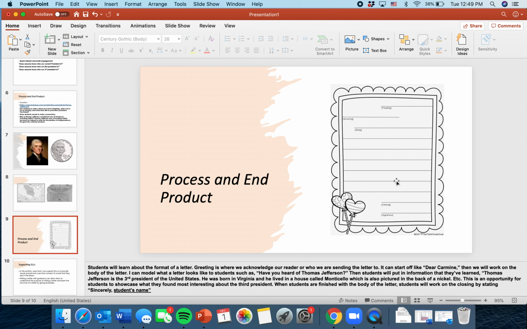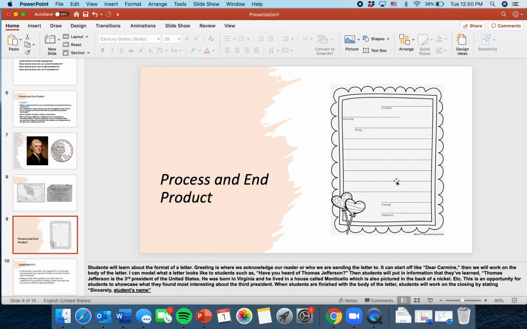And then I will ask students, we can also jot down on the board, hey, this is what we've learned about Thomas Jefferson so far. He's from Virginia. He's the third president. He's on the nickel. He's one of the founding fathers. He wrote the Declaration of Independence. These are all facts students can write about, and this is what they've learned. And he also lived in a house called Monticello, which is pictured.